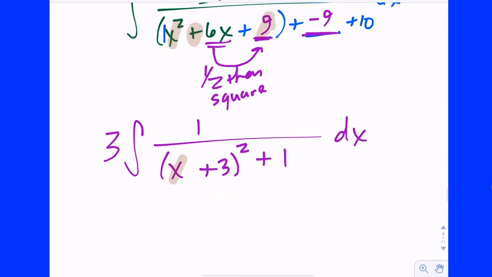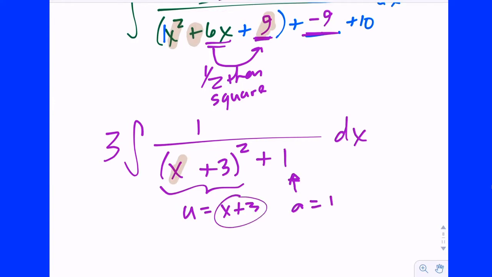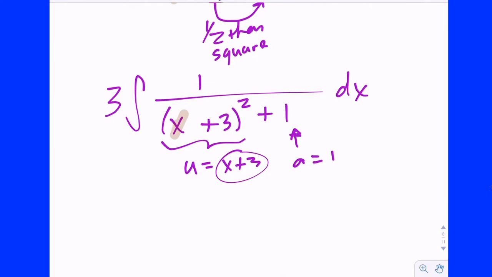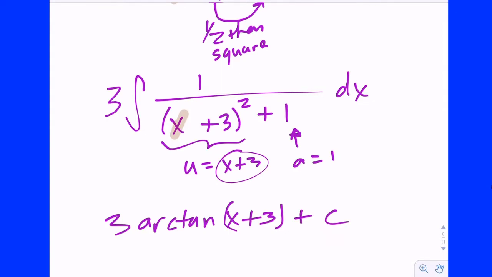And as we already saw yesterday, then, this does set up an arctangent. That's u squared. So u is x plus 3. That's a squared, so a is 1. The derivative of x plus 3 is 1. We're not off by anything. 3 goes along for the ride. We do have a 1 over a in front, but it's 1. So we just go straight to arctangent of u over a, which is x plus 3 over 1, or x plus 3, plus c. So completing the square.